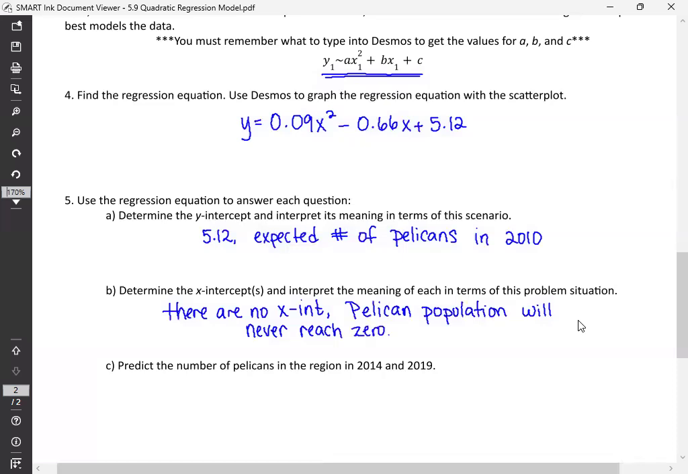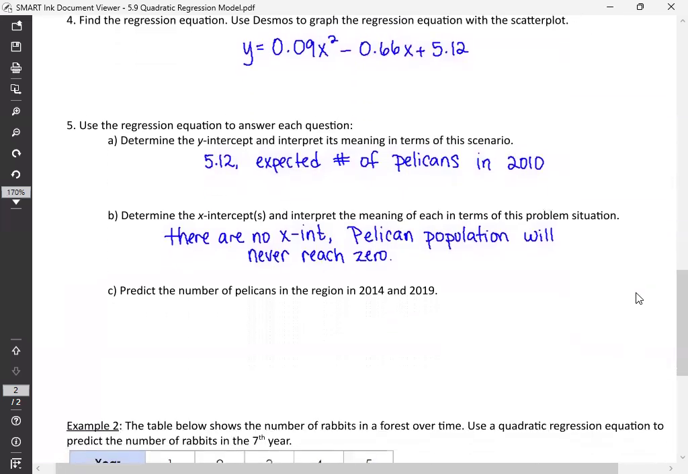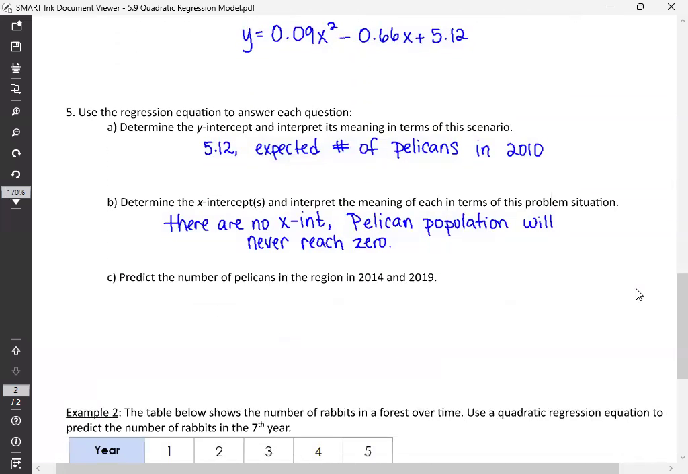Population is never going to die. That's a good thing. And then C, predict the number of pelicans in the region in 2014 and 2019. So again, remember, our particular data set starts at 2010. So for 2014, we're going to do x equals 4. And for 2019, we're going to use x equals 9. If you're using that regression equation, you're just plugging in 4 and 9 for your x value.